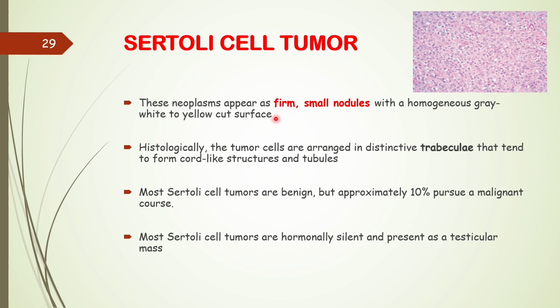These neoplasms appear as a firm nodule with a gray-white appearance. Histologically, tumor cells are arranged in well-distinguished trabeculae that tend to form cord-like structures and tubules. So tubular-like and cord-like structures will be formed, because they arise from the Sertoli cell. Most Sertoli cell tumors are benign, but approximately 10% could be malignant. And most of the Sertoli cell tumors are hormonally silent.